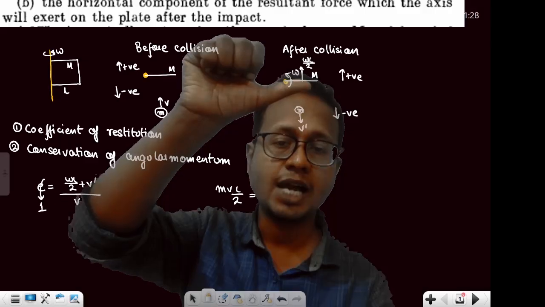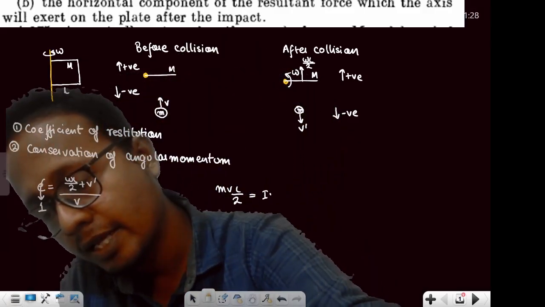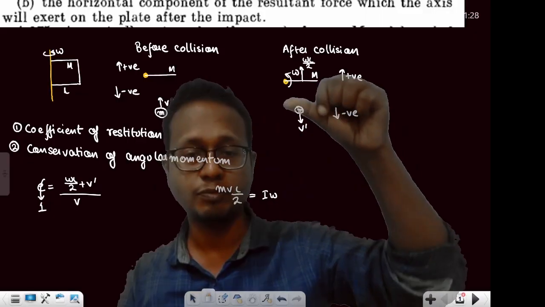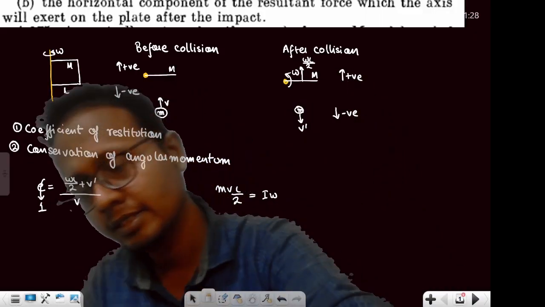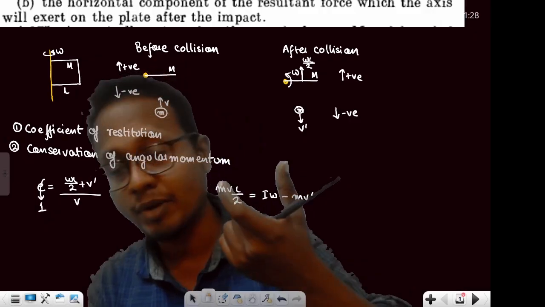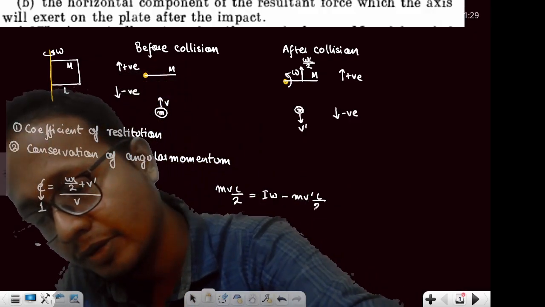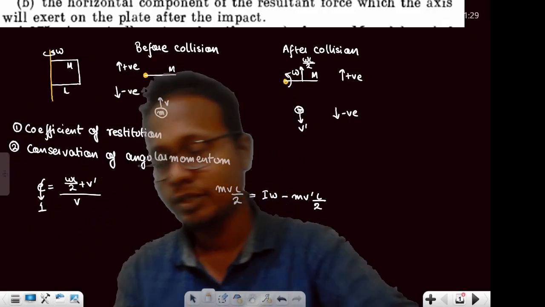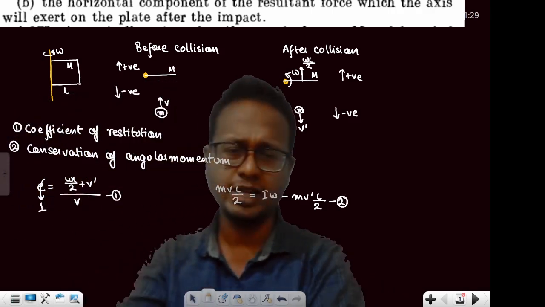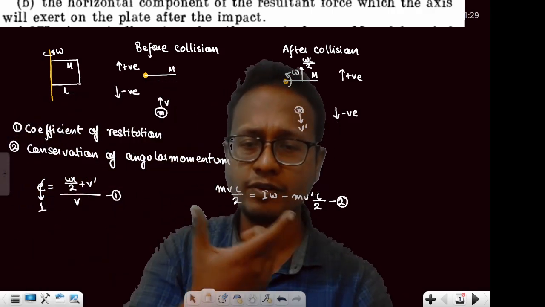Final angular momentum is I into omega, I omega, minus, why minus? Because this momentum is in the negative direction, minus m v dash into L by 2. You cannot forget the L by 2 here. Understood this much? So this is my equation 1. This is my equation 2. Solving these equations, I have to find out the value of v dash.